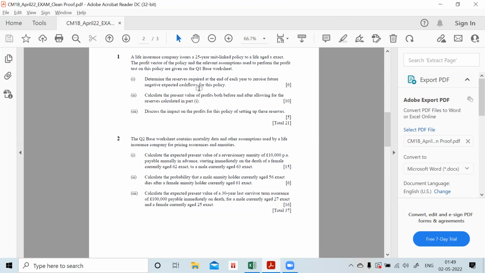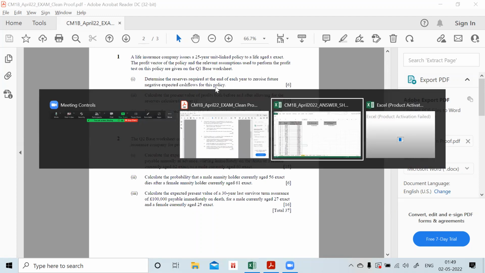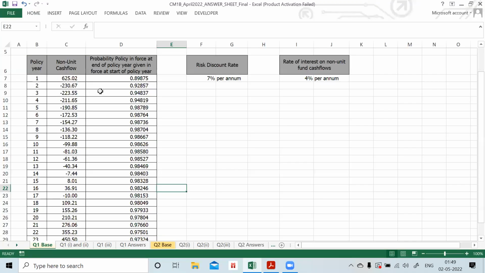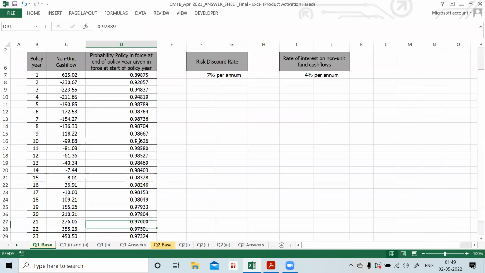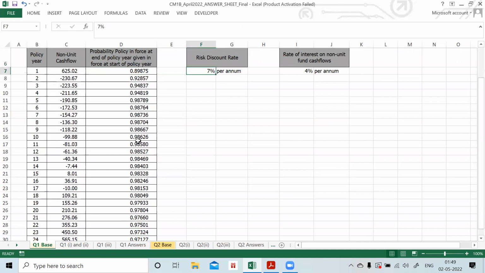First, we need to determine the reserves required at the end of each year. So not at the start, but we need the closing reserves, not the opening reserves. So let's see. This is the base sheet which is given to us, where we have been given the non-unit cash flows and the probability of being in force at the end of the policy year, given policies in force at the start of the year. Basically, px is given to us. Risk discount rate is given to us and rate of interest on unit fund is given to us. So basically, for all calculations, we'll use 4% and only for calculation of expected present value, we'll use 7%.